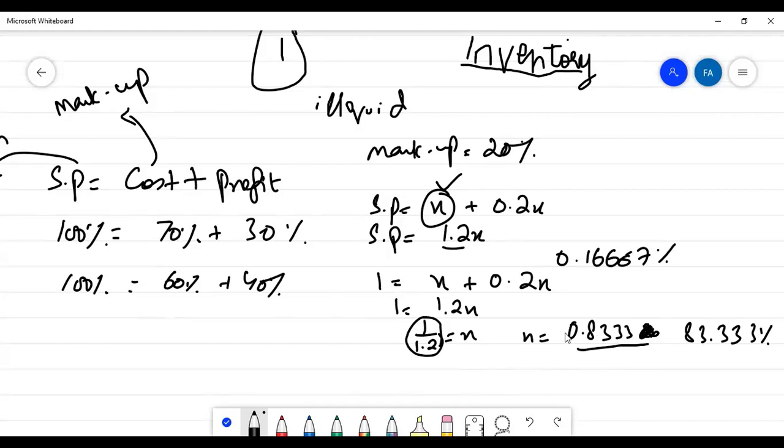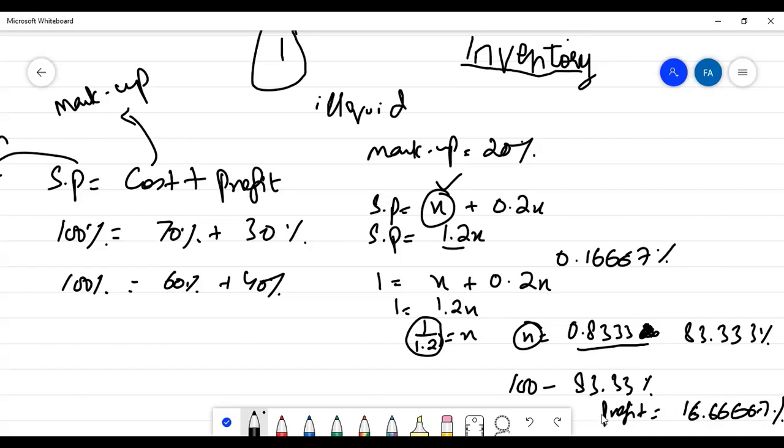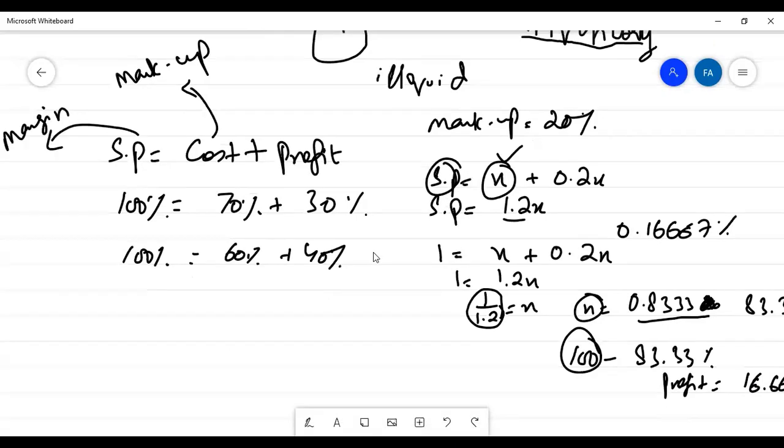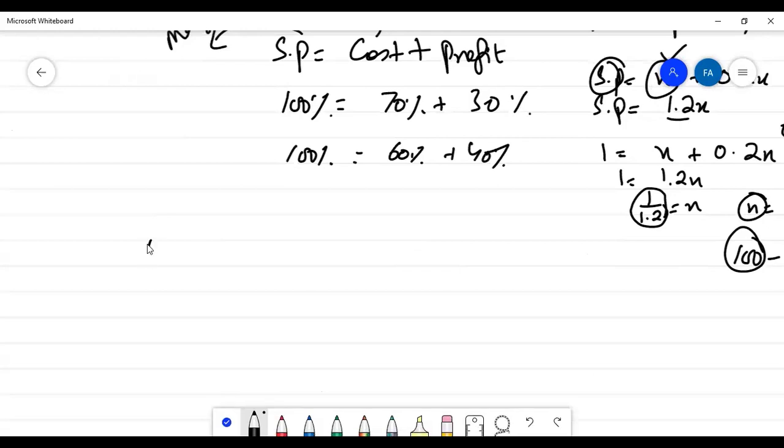This was your cost. If out of 100 your cost is 83.333%, so your profit will be around 16.67%. To get it accurate, you will take the whole value from your calculator multiplied by the sales. 16.66% of your 100% of your selling price. So you converted this into your sales. So this was markup. Now go for margin.